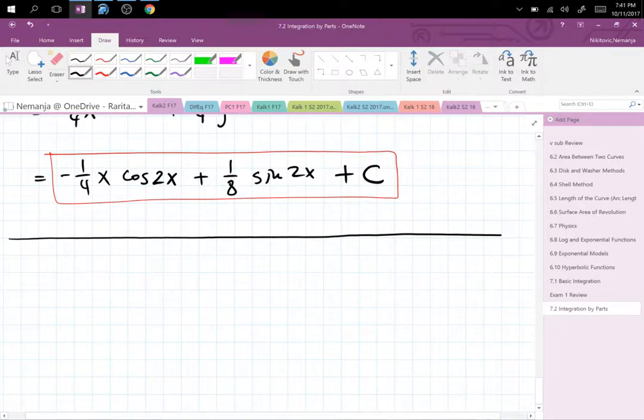Sometimes you have to do integration by parts 2 or 3 or 4 or 10 times, depending on the problem. So how about x squared cosine x dx?